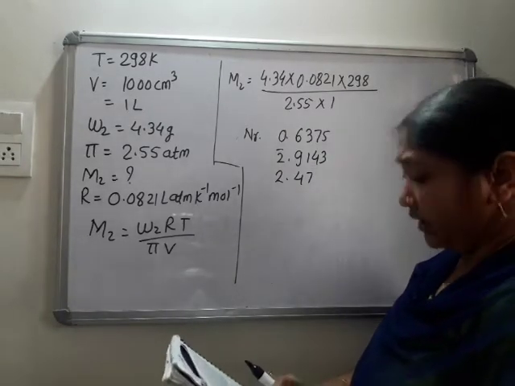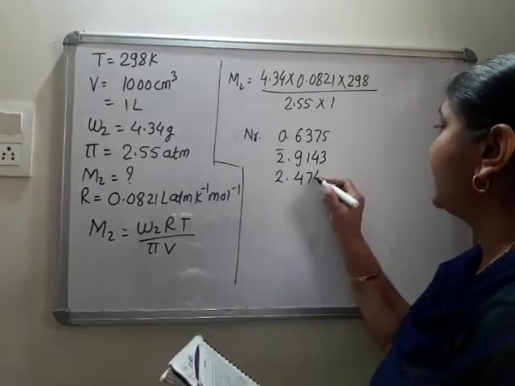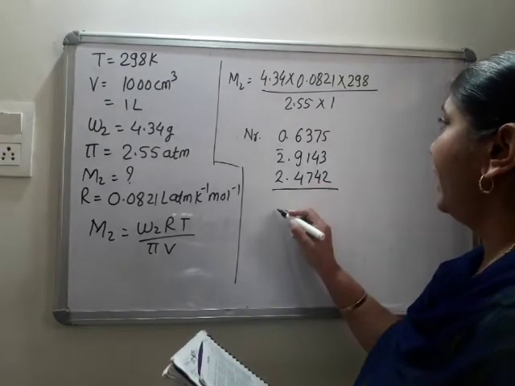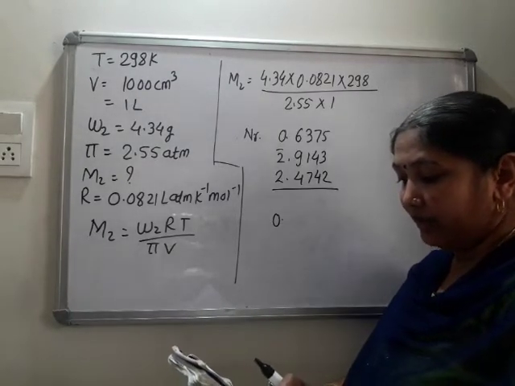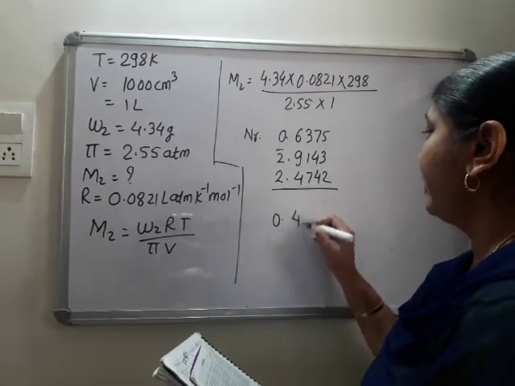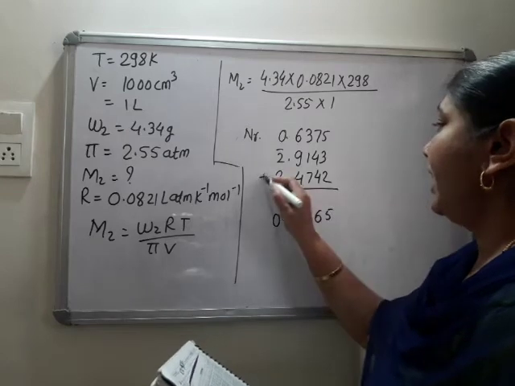29 in 8, 4742. Yes. 4742, and subtract 25 in 5. 25 in 5 is 4065. 4065. Add this, subtract this.